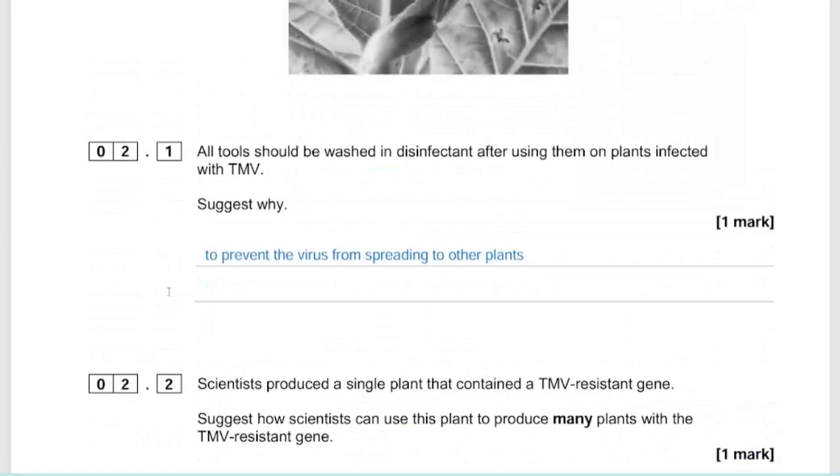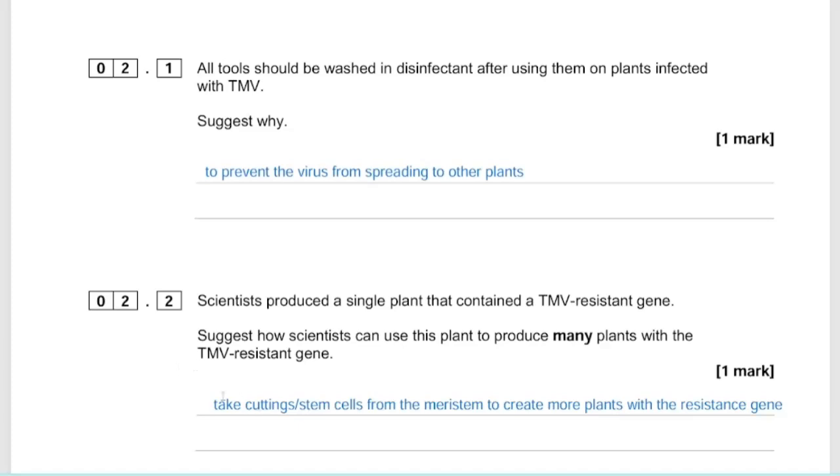Now for 2.2, scientists produced a single plant that contained a TMV resistant gene. Suggest how scientists can use this plant to produce many plants with the TMV resistant gene. Now what you can do is you can take cuttings or stem cells from the meristem to create more plants with the resistance gene. And this can be done by just taking cuttings and then connecting them to other plants, or just planting the cuttings, so that all future plants will contain this gene that prevents them from being infected with TMV.